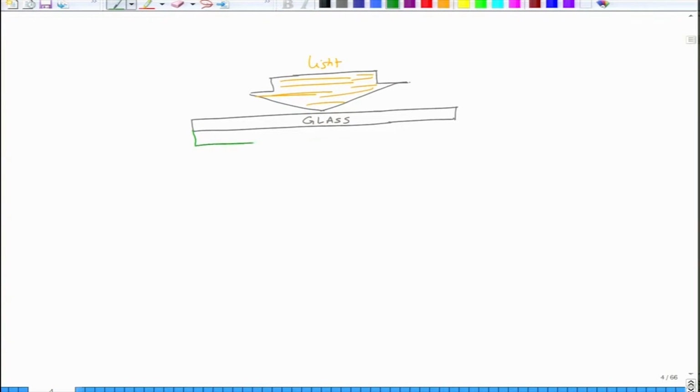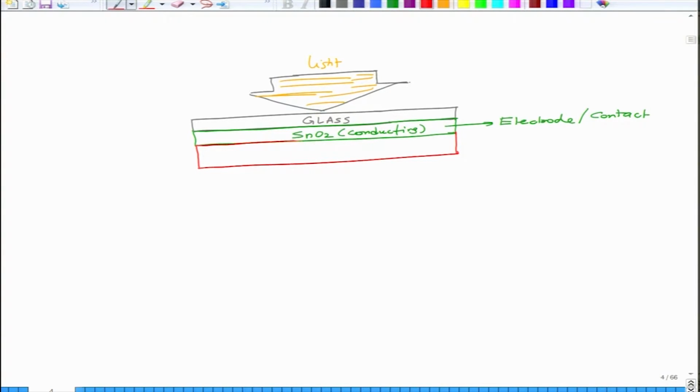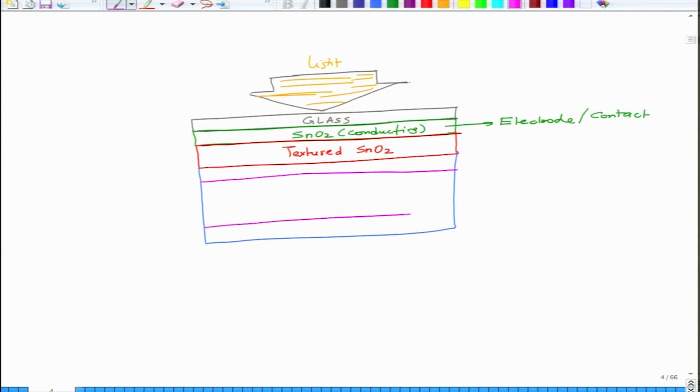Next to it we have a tin oxide layer. This is conducting, so this makes an electrode, or we say contact. Next to this tin oxide, we have what we call textured tin oxide. And then we have silicon in three different forms: the first layer is generally called p silicon, the second is i silicon, and the third is n silicon.